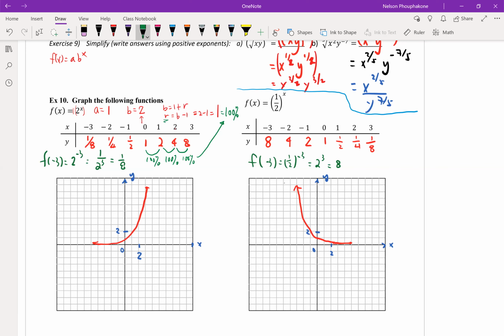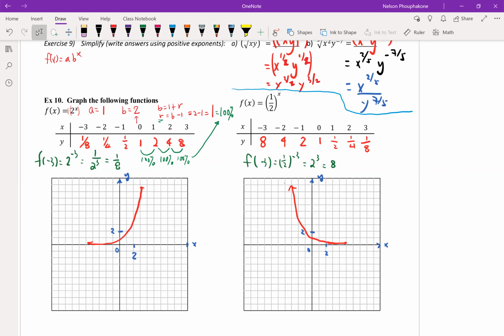Now, how about if I have (1/2)^x? Same thing. What I would like you to do is find out what A is, what B is, and of course, I would like you to try to find what R is as well. For this one right here, we know that A is 1, B is 1/2. Then in this case, what is R? R is equal to B minus 1, which is negative 1/2, or negative 50%.